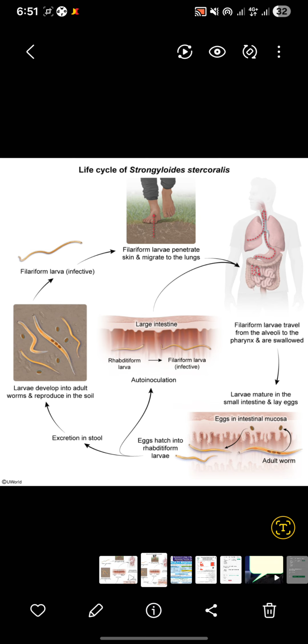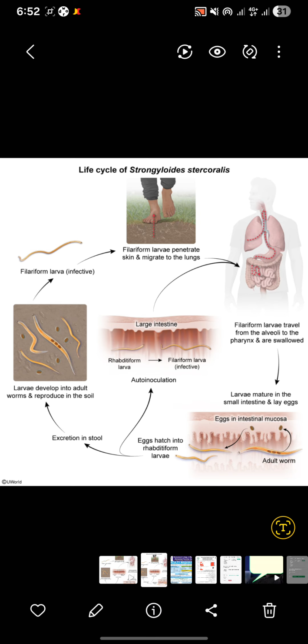non-infective. Now there are two ways with this rhabditiform larva. Either it can be excreted through the stool, or it can reinfect the host again. How would it infect the host again? Now this rhabditiform larva converts into filariform larva again, and then it penetrates through the small intestine mucosa or through the perianal skin and re-enters the blood and reaches the alveoli, and that cycle repeats again.